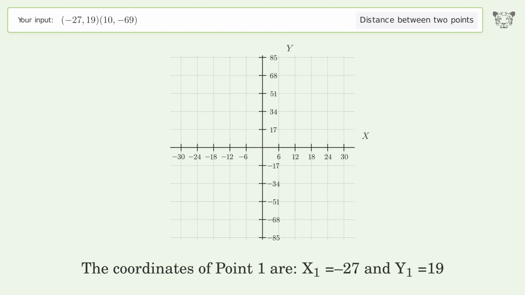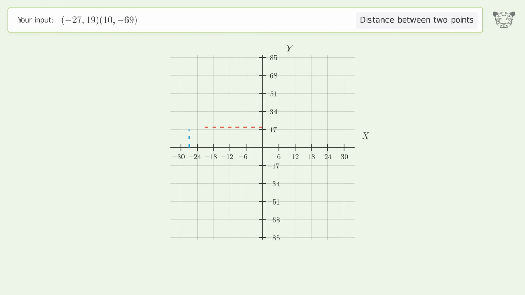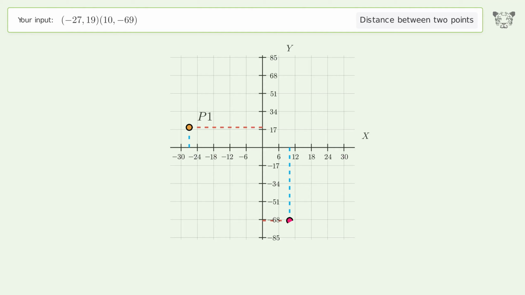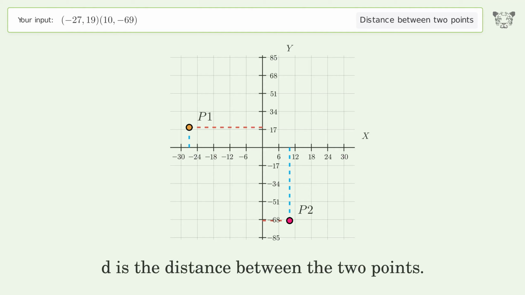The coordinates of point 1 are, x1 equals -27 and y1 equals 19. The coordinates of point 2 are, x2 equals 10 and y2 equals -69. D is the distance between the 2 points.